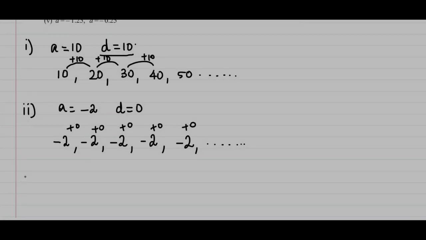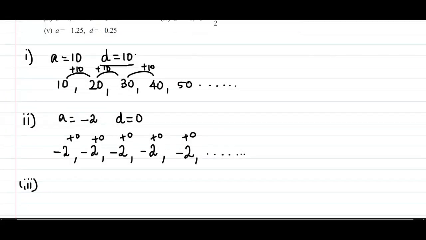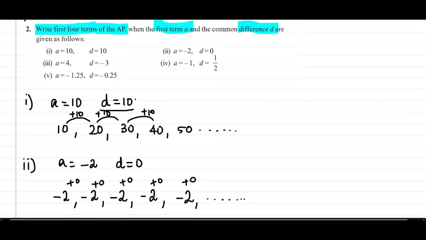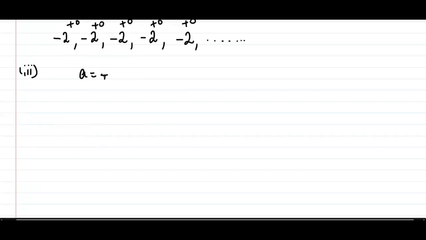Fine. Now the third question. It's the third question here. So third question, A value is 4 and D value is -3. So now we have got a negative D now. So A value is equal to 4. Okay. And D value is equal to -3. This is D. Okay. D value is -3.